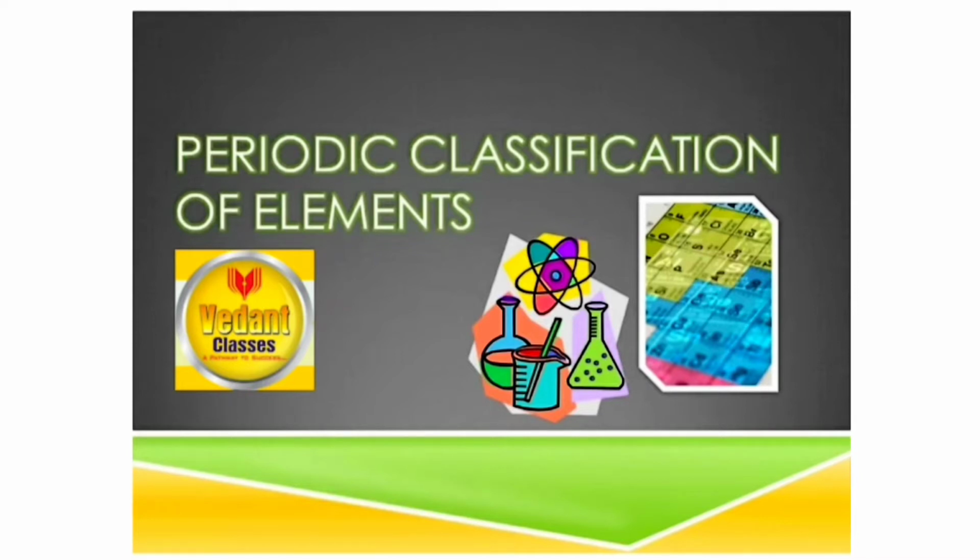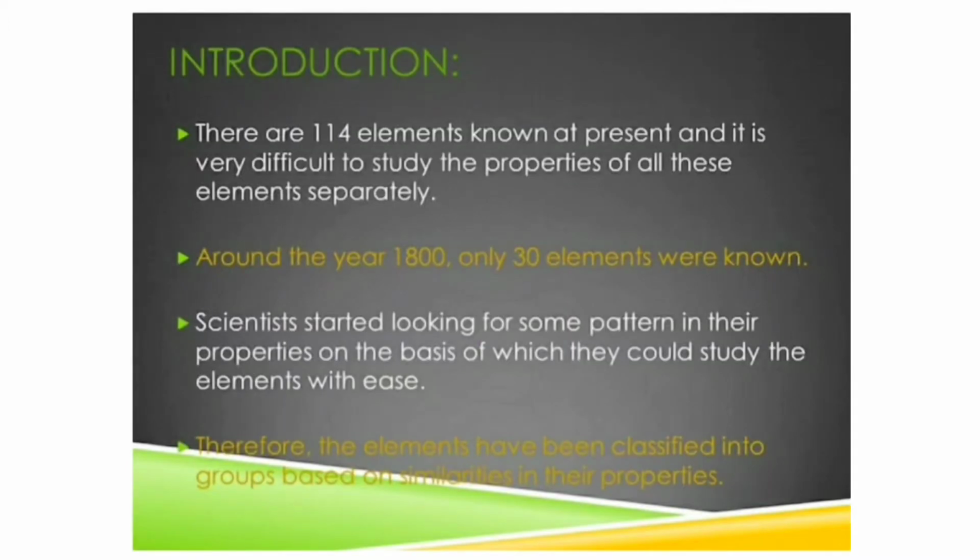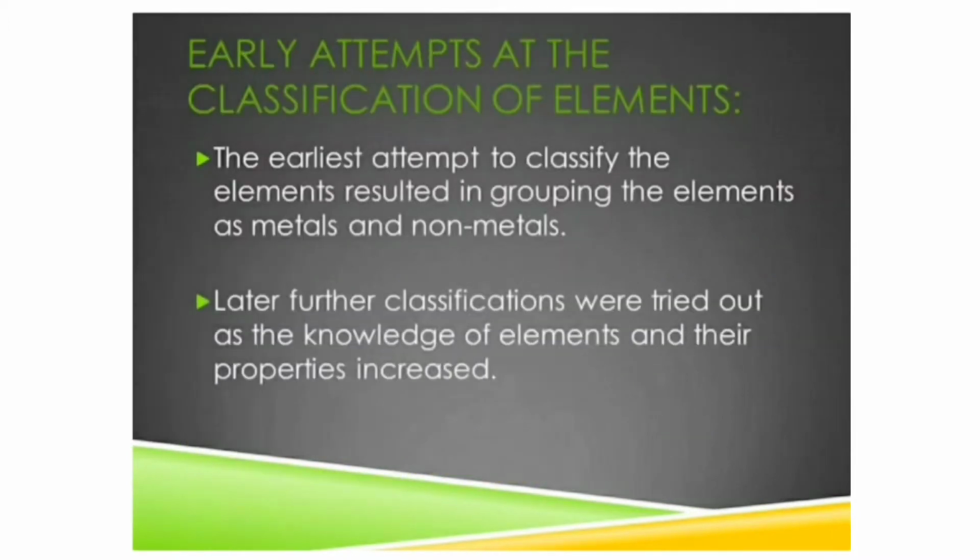Today we will see Chapter 5, Periodic Classification of Elements. Introduction. There are 114 elements known at present and it is very difficult to study the properties of all these elements separately. Around the year 1800, only 30 elements were known. Scientists started looking for some pattern in their properties on the basis of which they could study the elements with ease. Therefore, the elements have been classified into groups based on similarities in their properties.